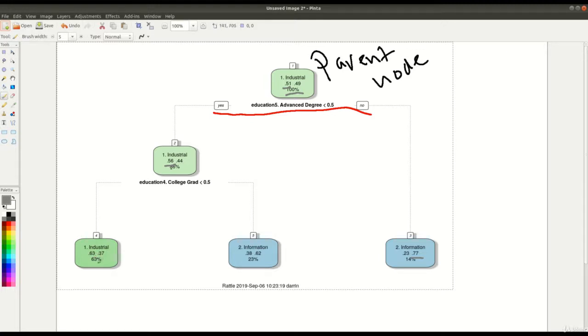It's still industrial, and we have 63% of the data here. For information, it's 38-62. That's why it's called information, and we have 23% of the data. Now watch this, 63 plus 23, and we go right back to our 86%. So 63 plus 23, and oh, look over here, plus 14, look at that 14, and now we go back to our original value of 100%.